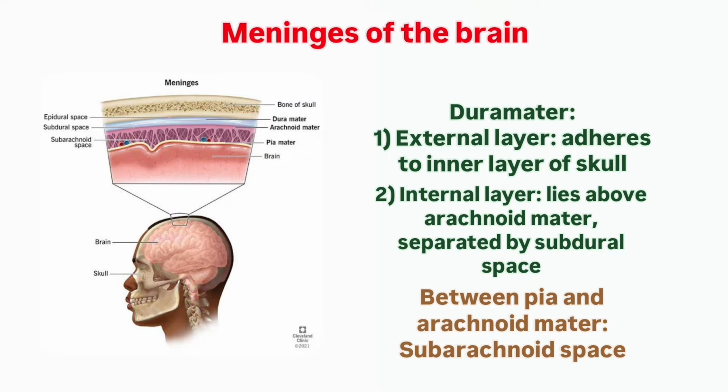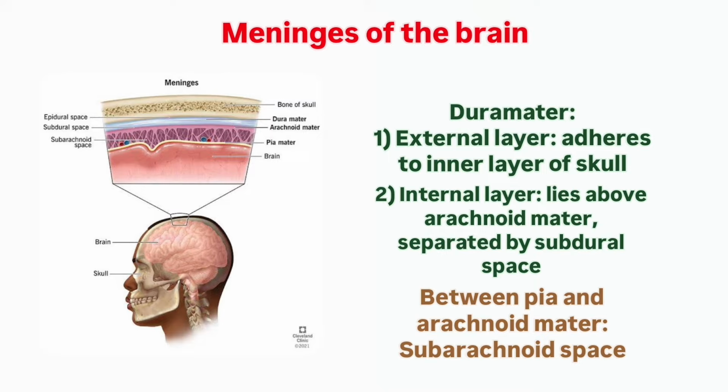Above the dura mater and between the skull is the epidural space, and below the dura mater and above the arachnoid mater is the subdural space. Then comes the subarachnoid space, which lies between the pia mater and the arachnoid mater, and holds the CSF.